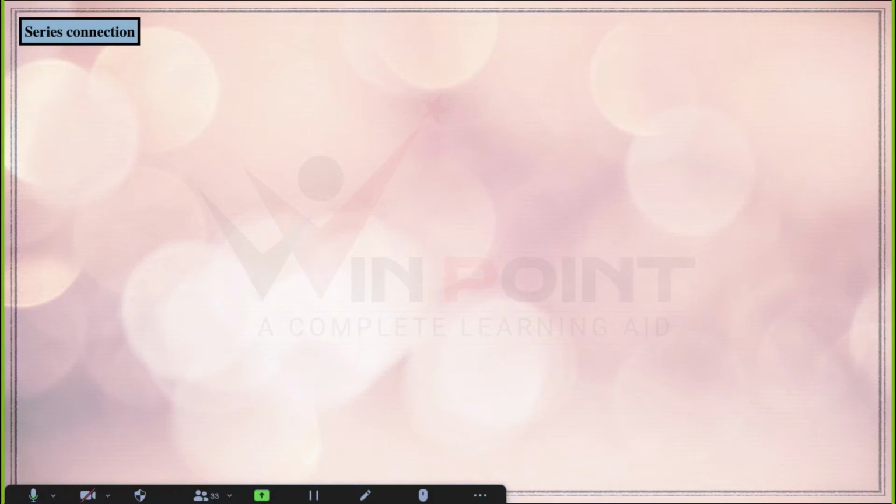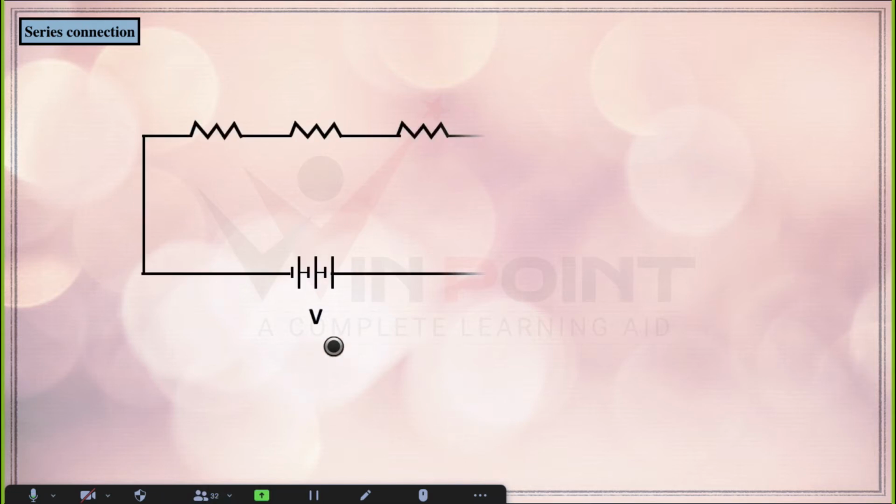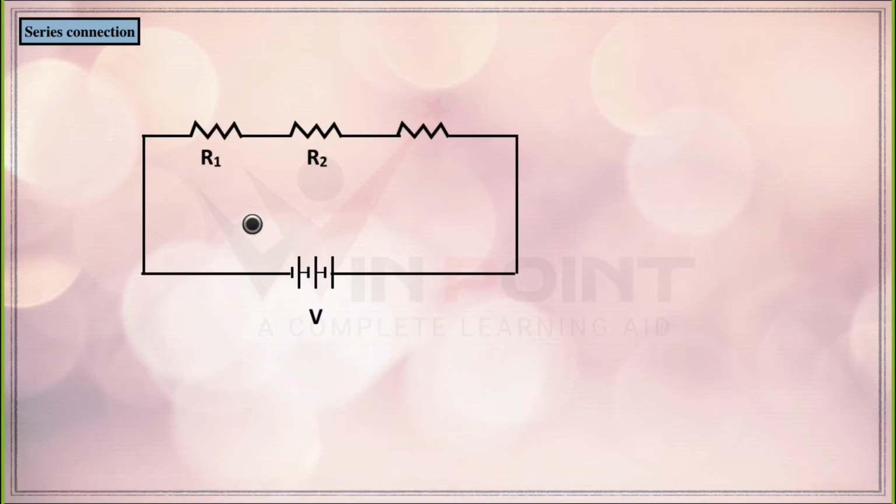In that, the first heading is series connection. We are going to consider a connection which has three resistors. You can take two resistors also, but the derivation and diagram will be much smaller if you take two resistors. I am taking three resistors, R1, R2 and R3. There is a battery, and the voltage of this battery is V.